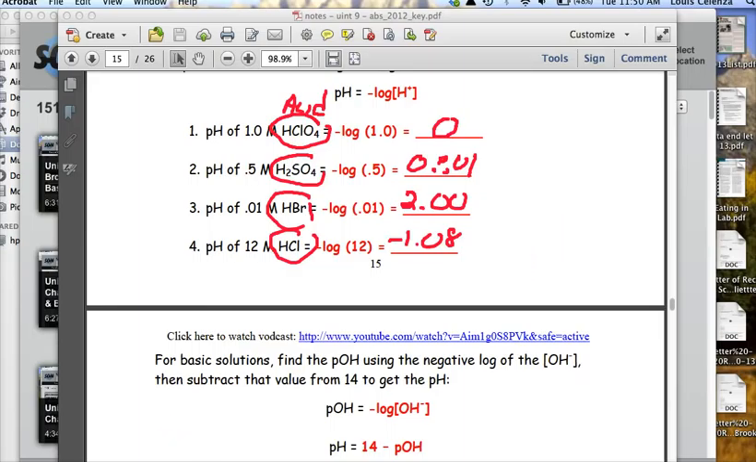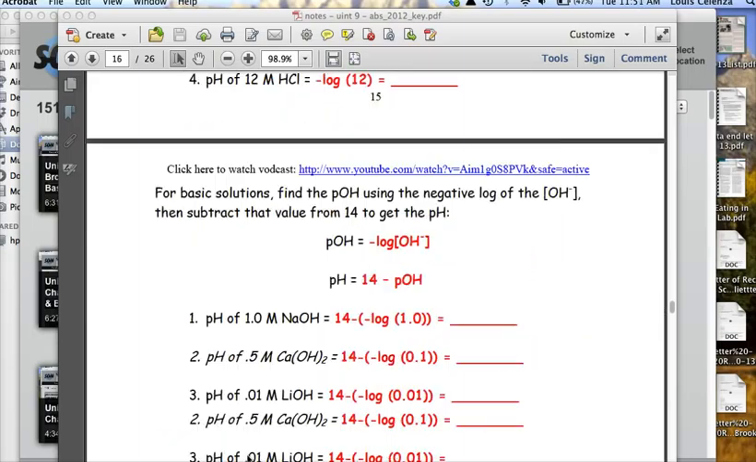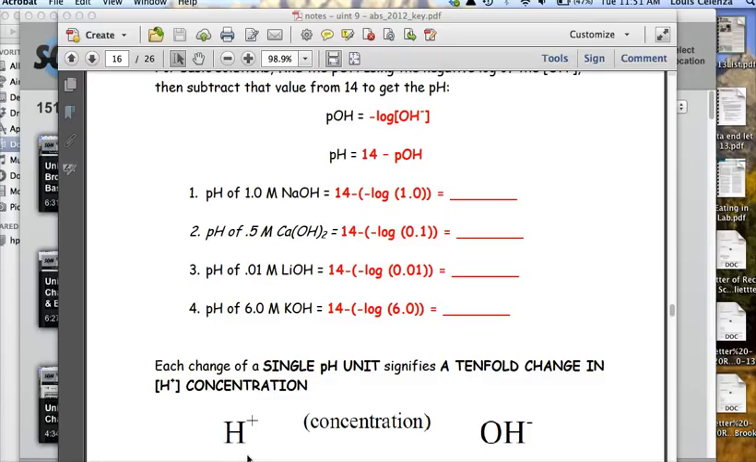Next is the pOH, which is the concentration of the OH ions. It's a little bit different. And what you do for that is you find the negative log, and then you subtract 14 from it, because remember, we're talking about these are all bases now. So depending on the kind of calculator you have, you plug in 14 minus the negative log of 1. So your answer here is going to be 14. That is going to be an extremely strong base. It's a pH of 14.